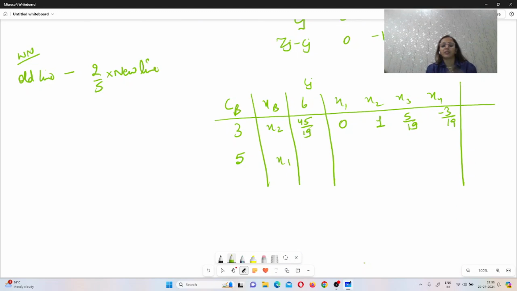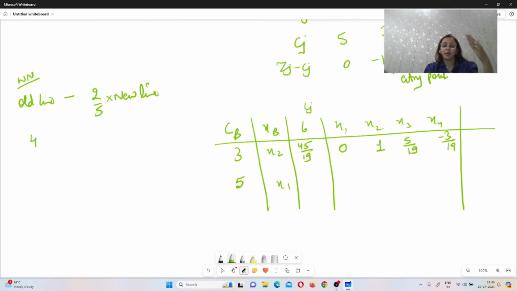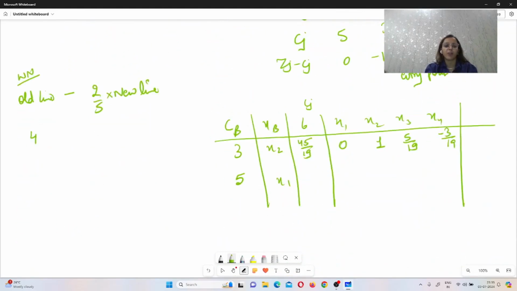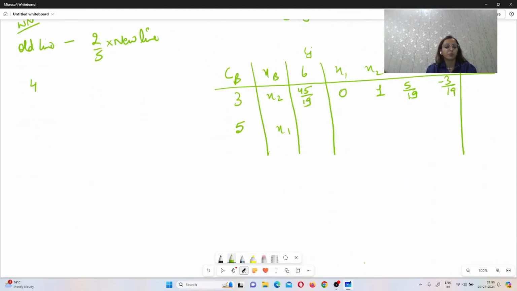The simple way is this: as we have to make it 0, we do it this way. So for my old line, that is the upper one, the old line over here is 2, 1, 2 upon 5, 0 and 1 upon 5. So write it over here: 2, 1, 2 upon 5, 0 and 1 upon 5, that is my old line, minus 2 upon 5 multiplied by this value, 45 upon 19.